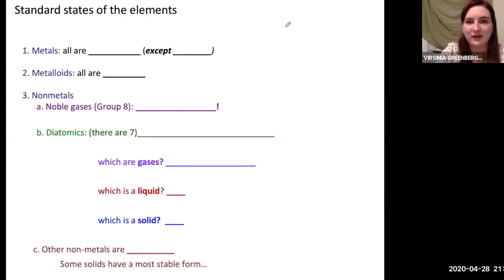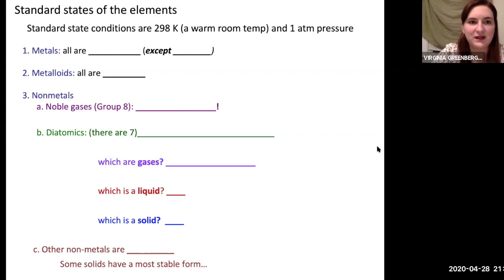So we're going to start by defining the standard states of the elements. So when we say standard states for an element, we're talking about a warm room kind of temperature, 298 Kelvin and 1 atm pressure. So if you were to go out into the world with the standard temperature and pressure, how would you expect to find a given element if you're to go hunting for it in nature?